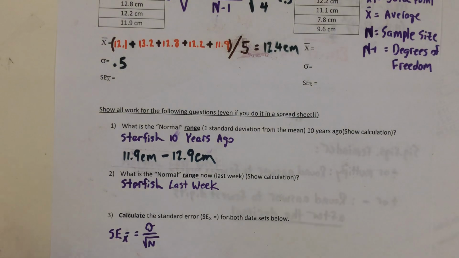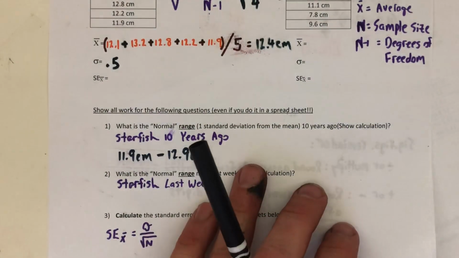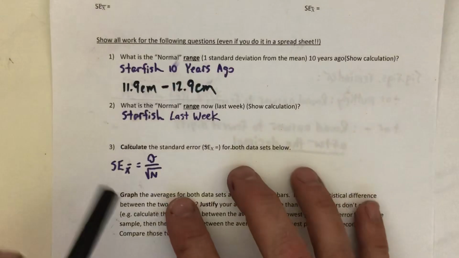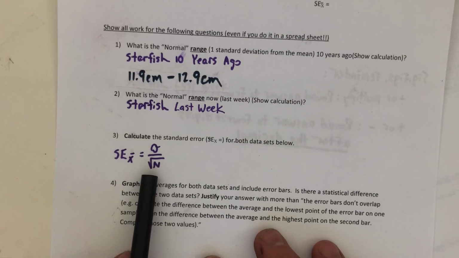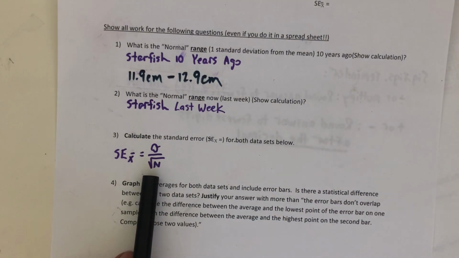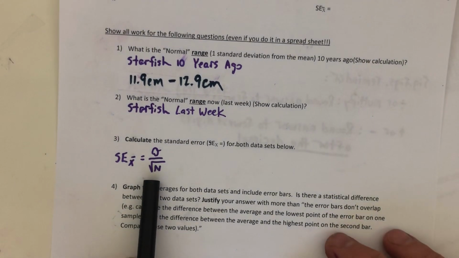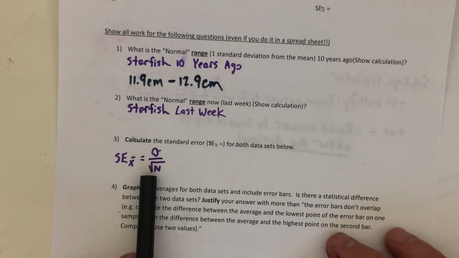All right, now let's talk about standard error of the mean. So standard error of the mean is a pretty simple calculation. We're going to take our standard deviation value that we already calculated, and we're going to divide that by the square root of the sample size. Not the degrees of freedom, but the actual sample size of 5.